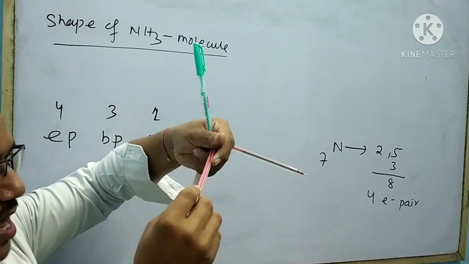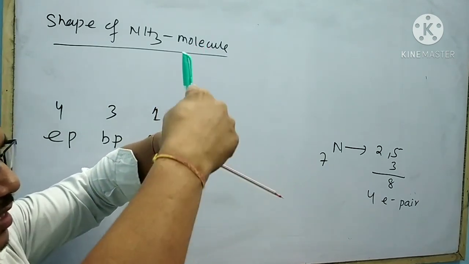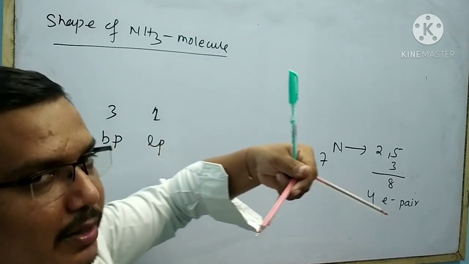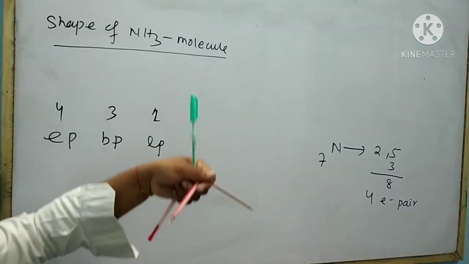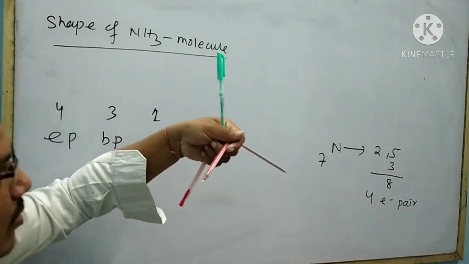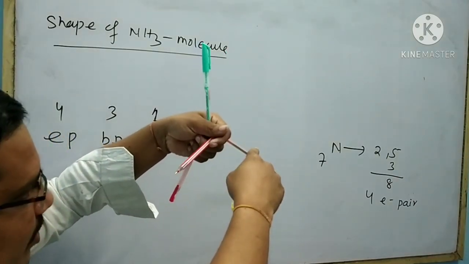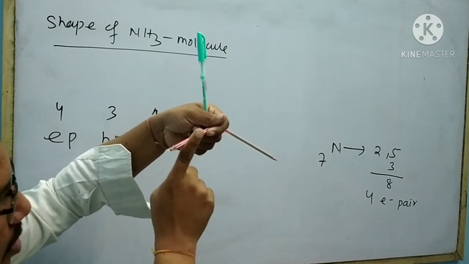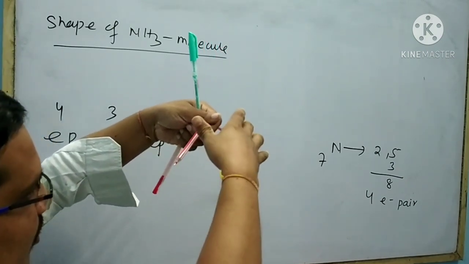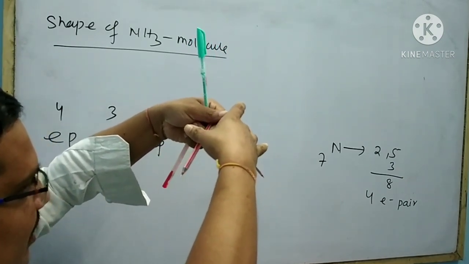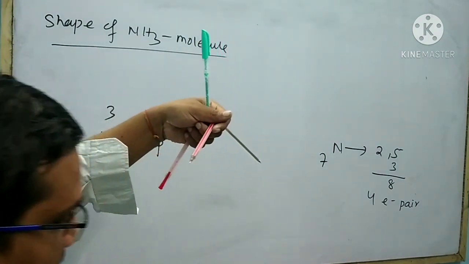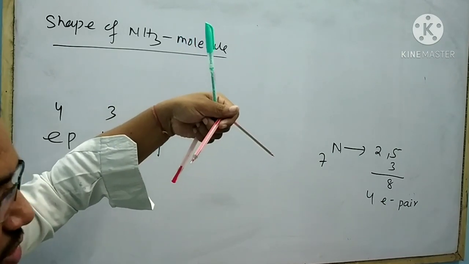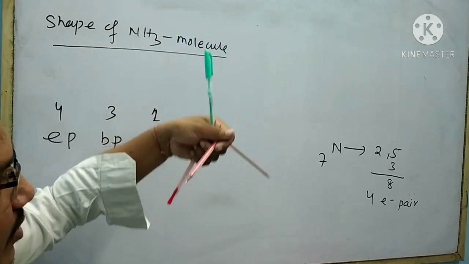If the electron pairs are arranged like this and the bond angle is 109.5 degrees, then it is said to be tetrahedral. Lone pair-bond pair repulsion is more than bond pair-bond pair repulsion. So these bonds are squeezed and it forms another type of geometry, that is distorted tetrahedral geometry.